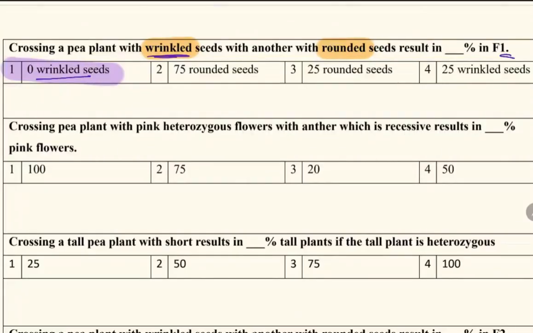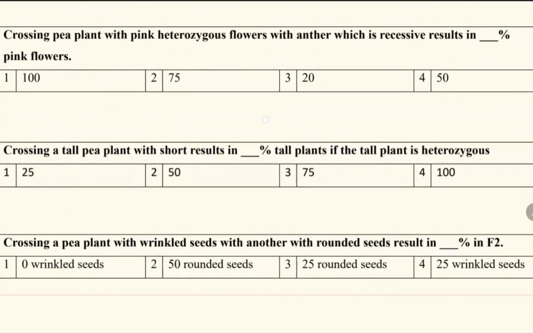No, this cannot happen, because ring dominant and recessive will not give me 75% from F in F1. 25 round seed, no, it should be 100, or if it is heterozygous both will give me 75. Is it 25 wrinkled seed? No, the recessive does not appear in F1. Let's look at this question.